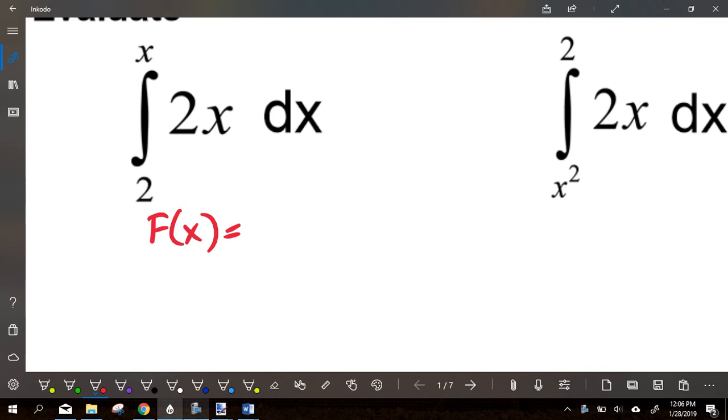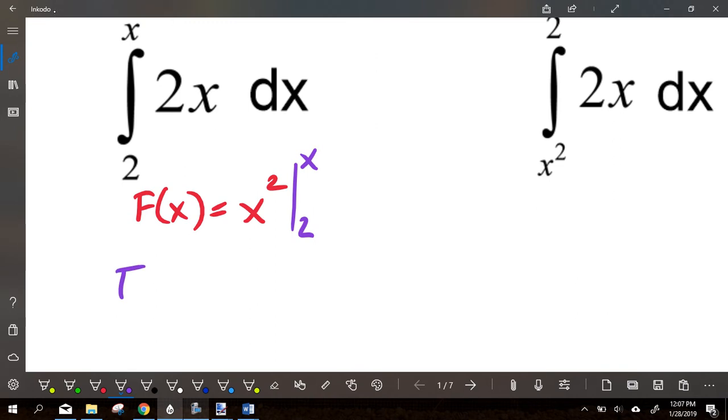X squared. He increased the exponent by 1, and then divided by the new exponent. So it became x squared. Hey, cool. F of x is x squared. Okay, we found the antiderivative. Once we have found the antiderivative, then we're going to evaluate it, starting at the lower bound, going to the upper bound. And so the fundamental theorem of calculus, that is what we've learned so far.